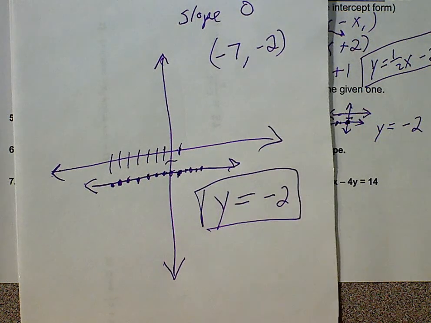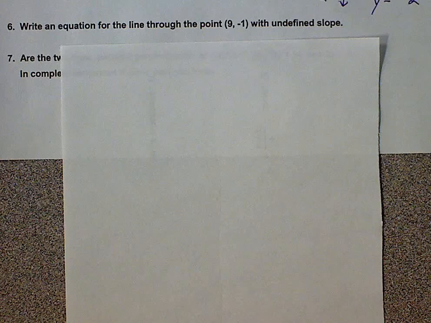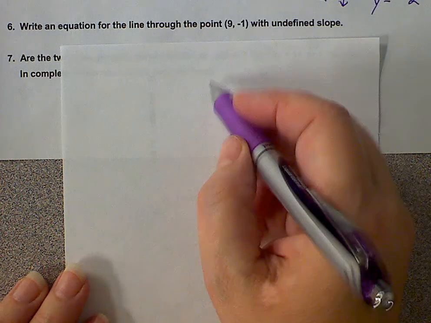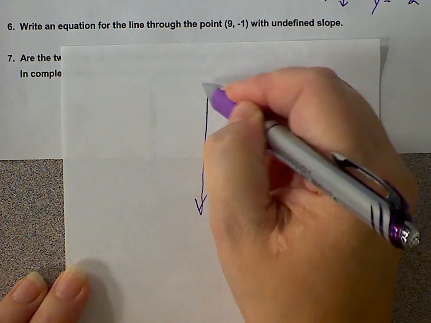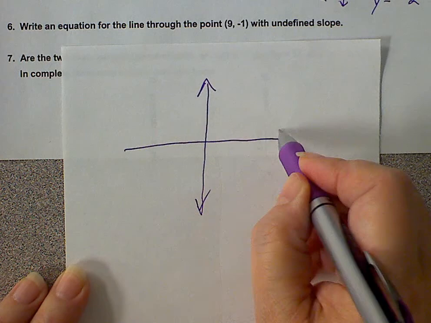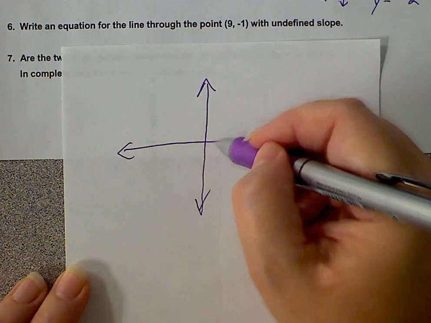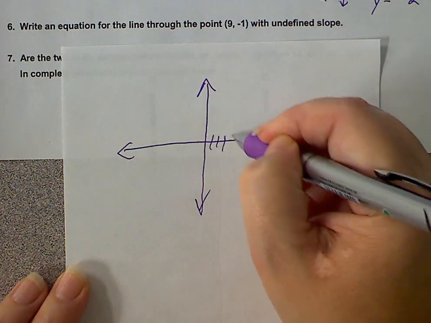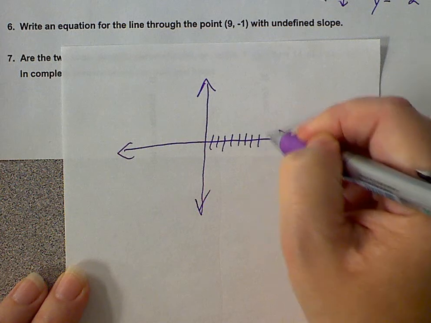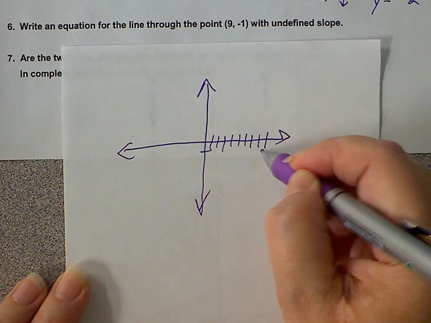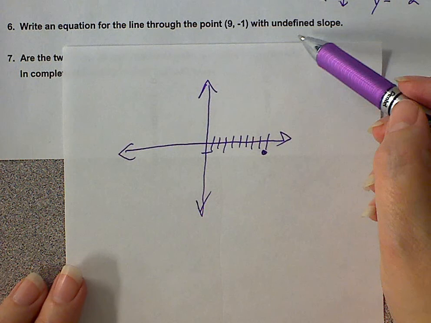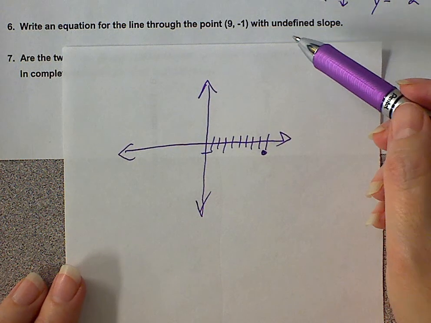They want us to write an equation that passes through the point 9, negative 1. So we have 1, 2, 3, 4, 5, 6, 7, 8, 9, negative 1. Now it says undefined. What does your undefined look like? Going up and down.